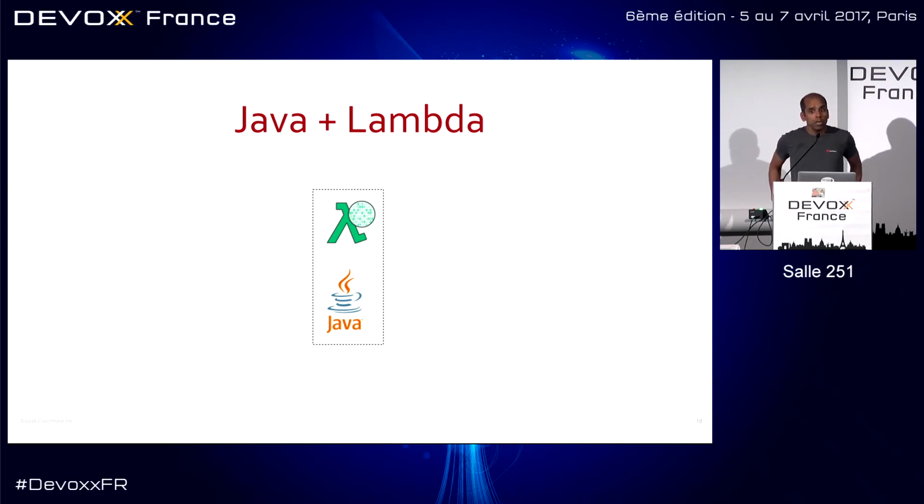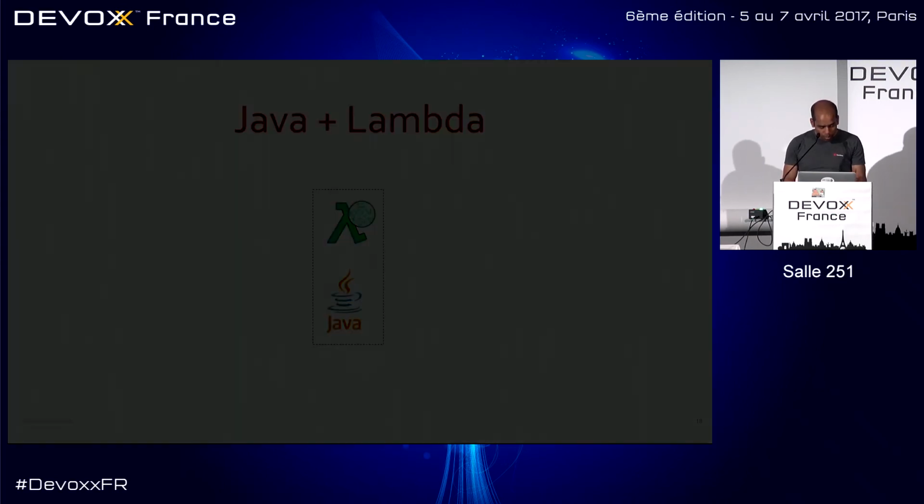Now, if I were to build a simple function like an AWS Java Lambda function, how would it look? Let's take a look.